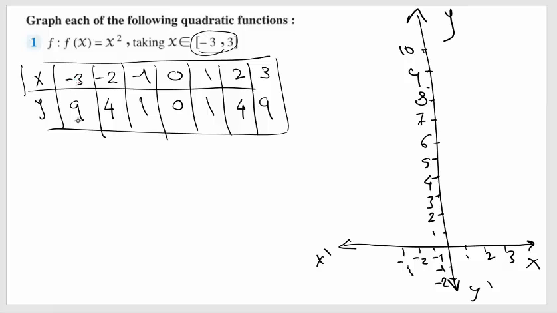The first point is -3 and 9, so I will move to -3 and up to 9. The second point is -2 and 4, it will be here. -1 and 1, it will be here. 0 and 0, the origin point. 1, 1, 2 and 4, 3 and 9. If you join these points, you will find that the function is a U-shaped function. As you see, it's a U-shaped function, or a curvy function, so I can't draw this function using my ruler. I should join these points by freehand drawing.